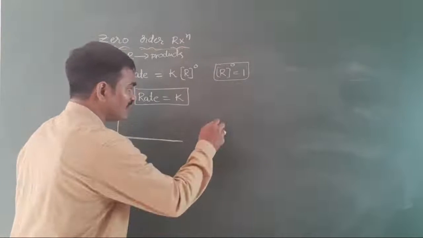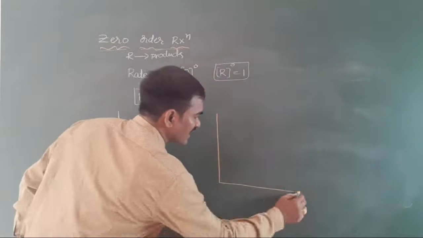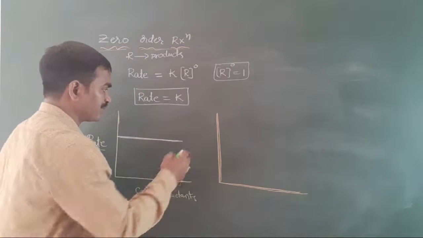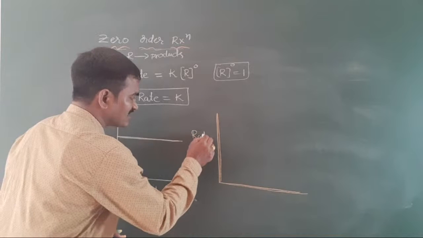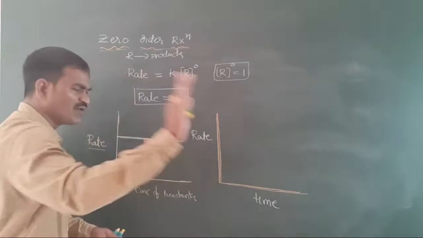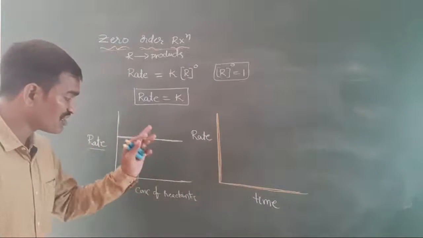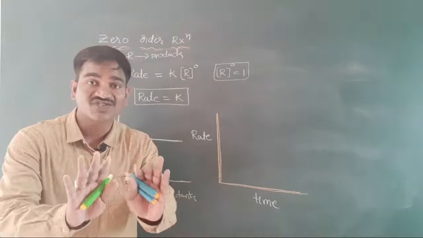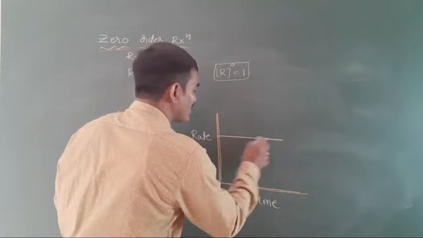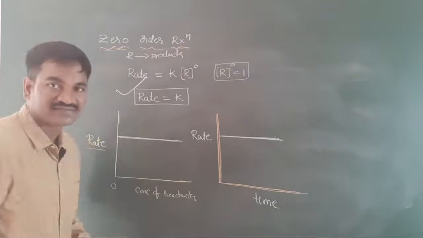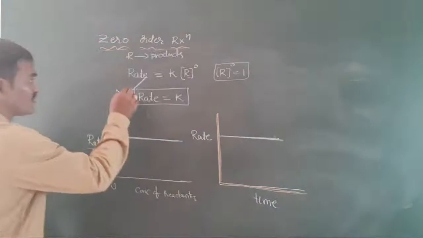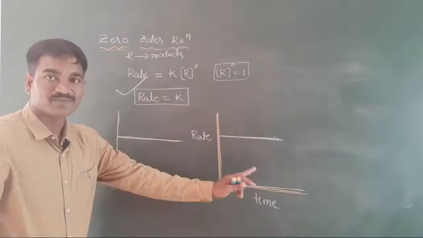Now coming to the next one. Next graph you can take here. Again I am going to give you one more graph. To make you confused, they change terms, but the concept is the same. Here I am taking rate on the y-axis, and on the x-axis I am taking time. Whatever you take, time or concentration of reactants, what's going on here? Very simple. The rate is not changing because the rate is constant. That's why we have to take these two graphs based on this point. Have you got it?